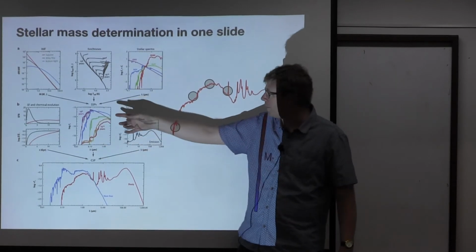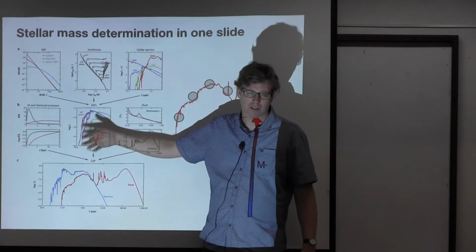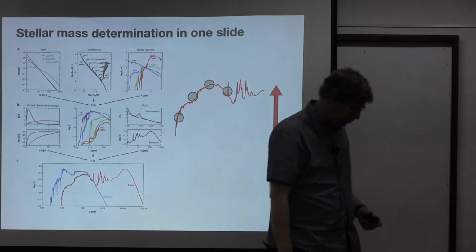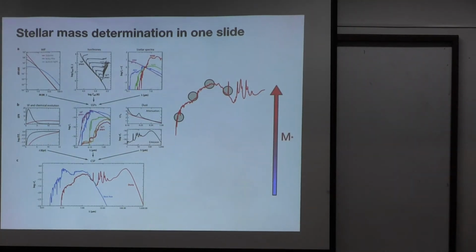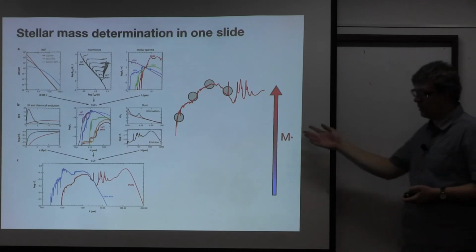And then as time goes on, through the isochrones, some of the stars will explode, etc., so you can account for that. So when you know the best fitting model, you can go backwards here, and you can calculate what the mass is that that model has. So that gives you stellar masses.